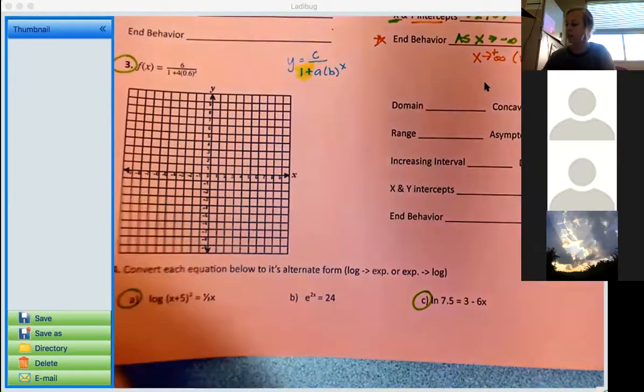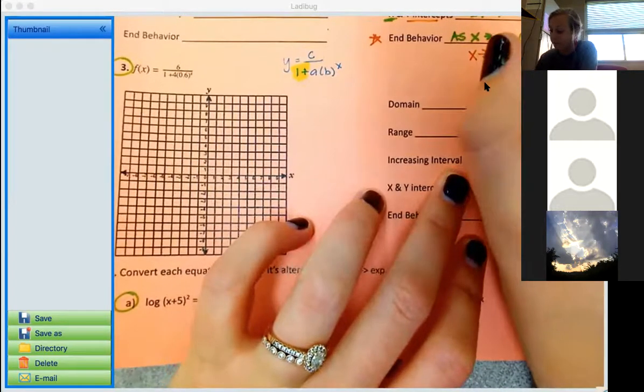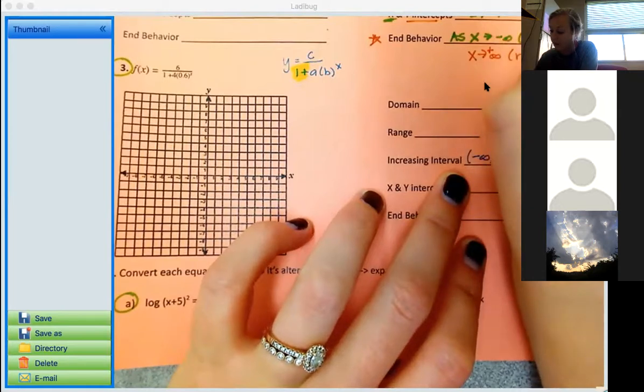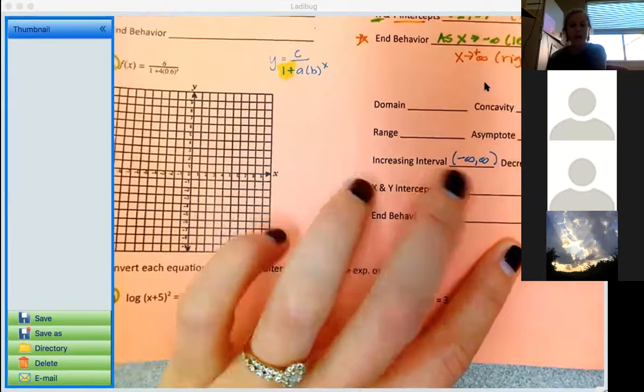So this one is growth, which means it's increasing the entire time. So from negative infinity to infinity, it'll increase. Decreasing, there isn't any.